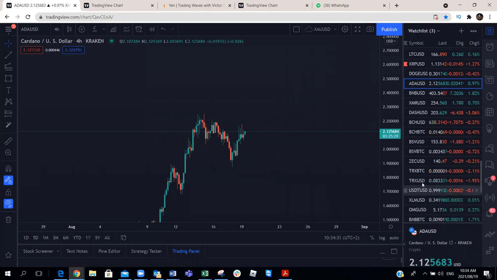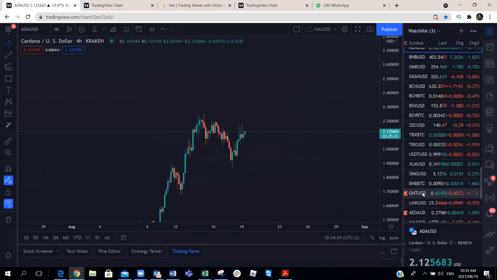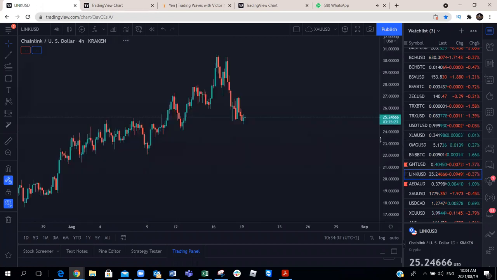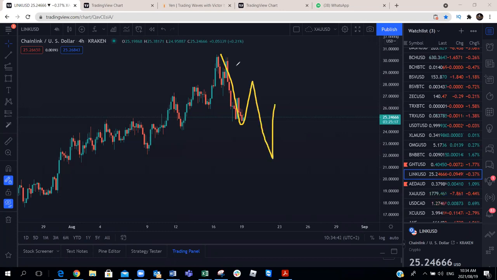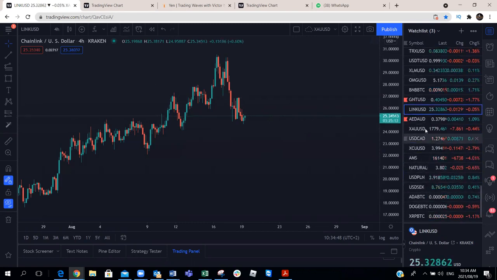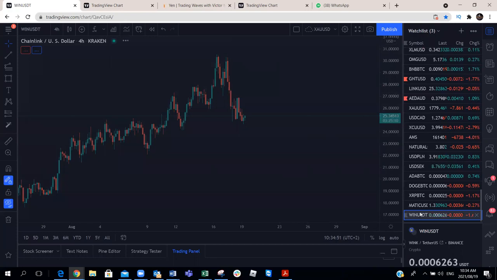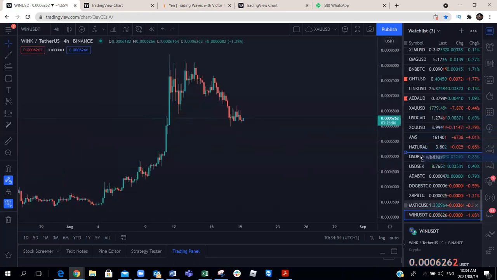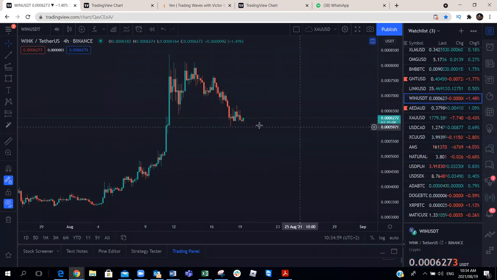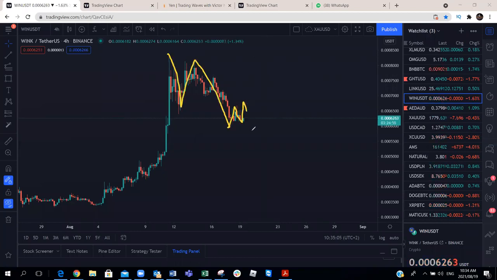Right, let's look at Link. Just looking at Link, but you will be seeing the same thing. All of them are making pullbacks. We should see pullbacks here, whether they make three-wave structures. We'll expect this to still make a move to the upside. And looking at Link, similar structure here, 3 waves. Looks like we're going to have a bit of a consolidation here before we push to the upside. It's a 3-wave move on Link. We'll expect upside pretty soon.